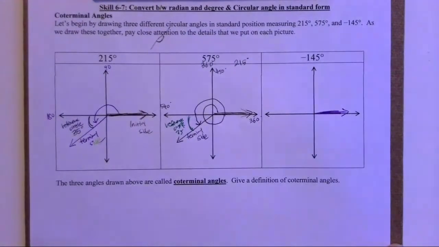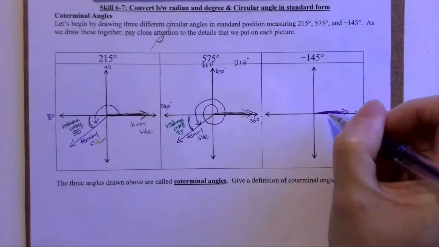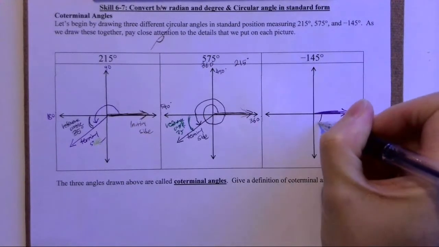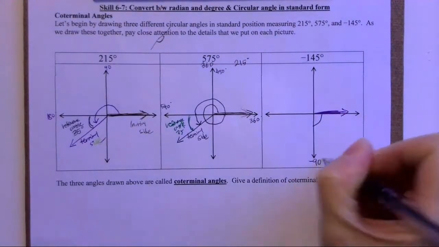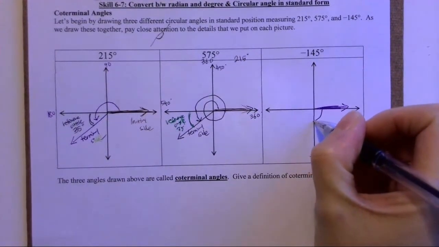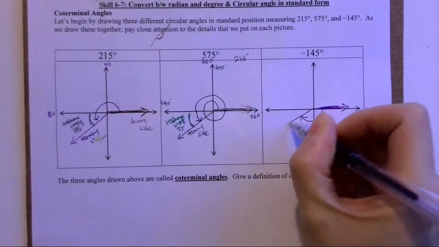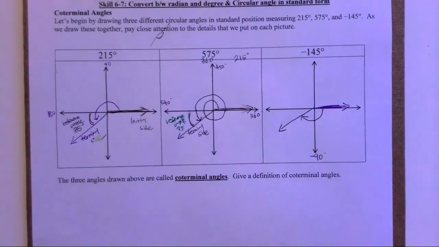Last but not least, -145 degrees. So initial side. Since it's a negative angle, I need to go clockwise, right? So I go this much. I go -90 degrees. How much do I have to go more? About -55 more. So I'm going to stop right here, and it ends at the terminal side. All right, this is quite tricky.